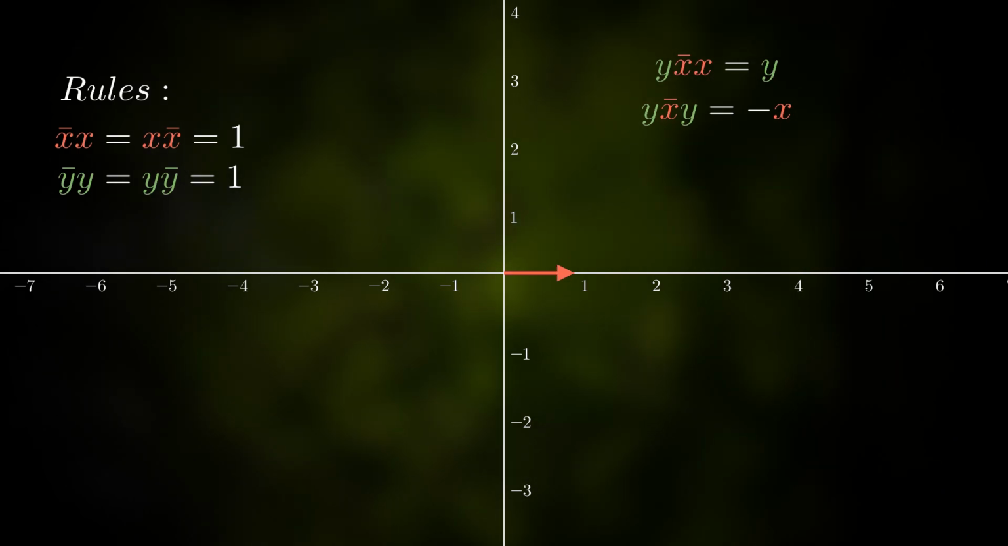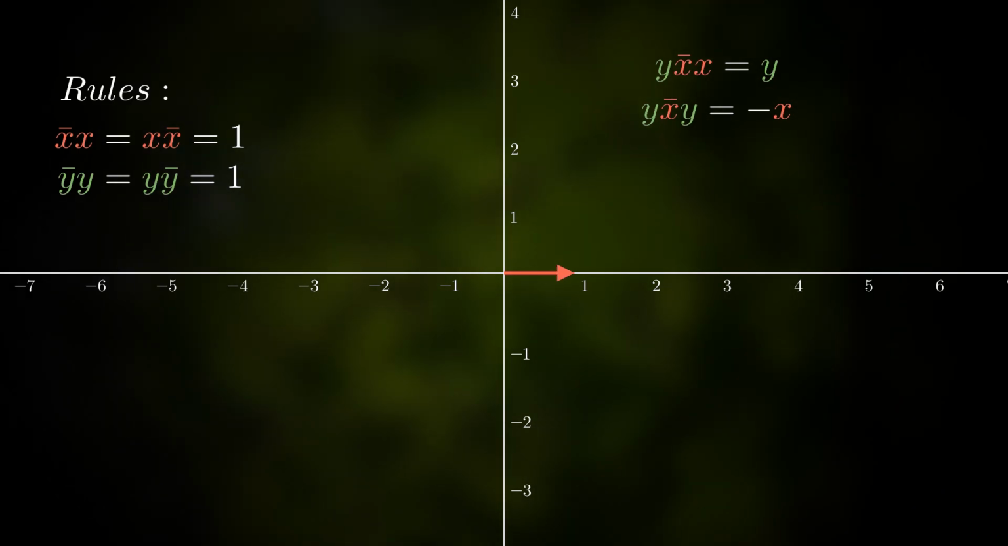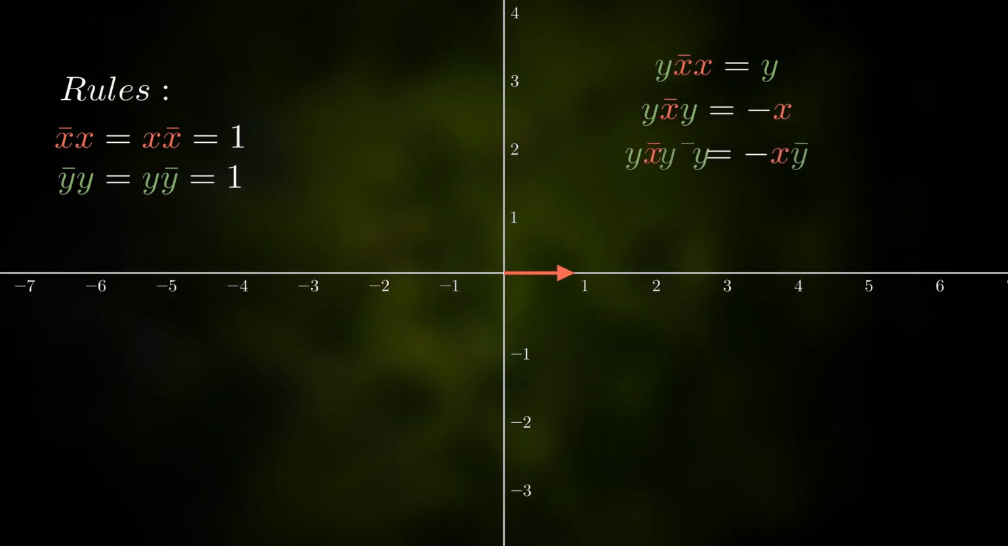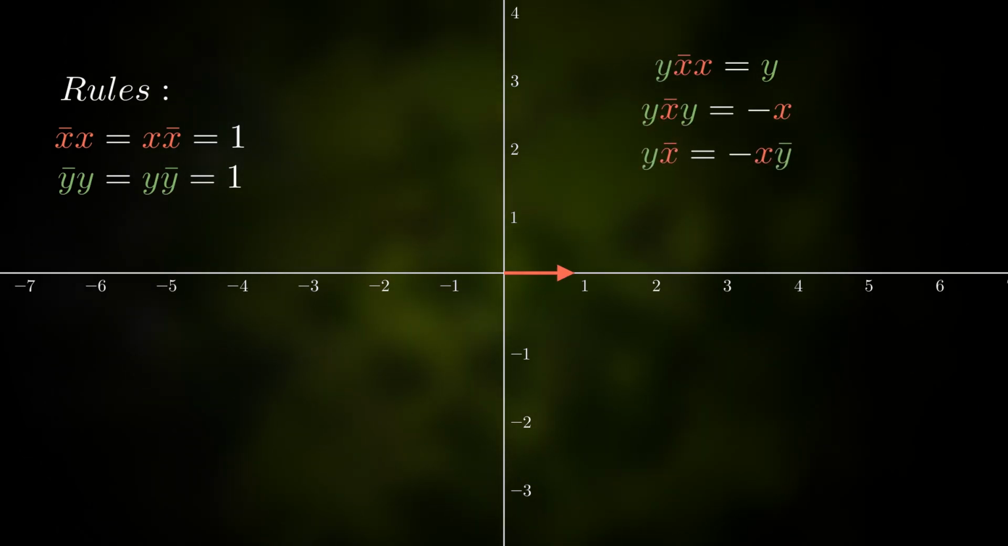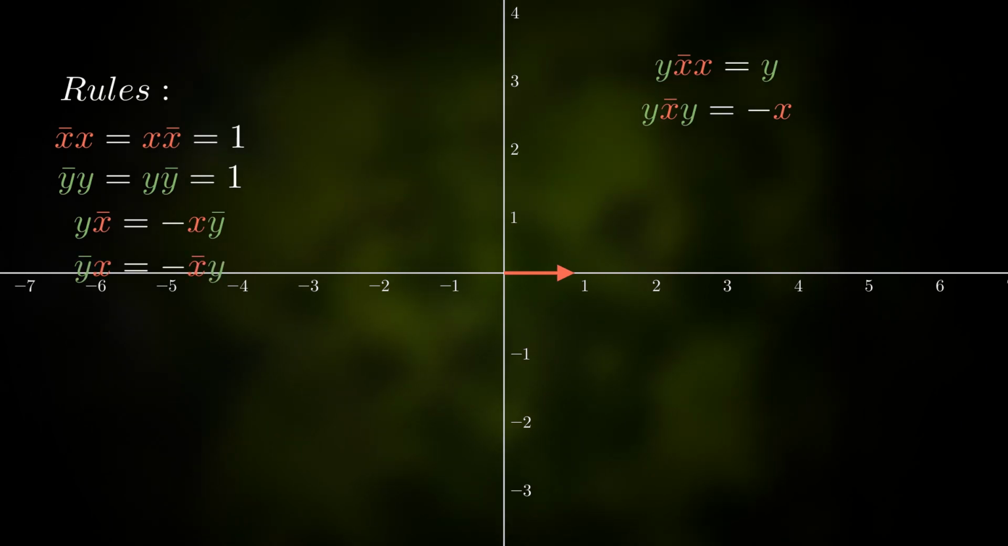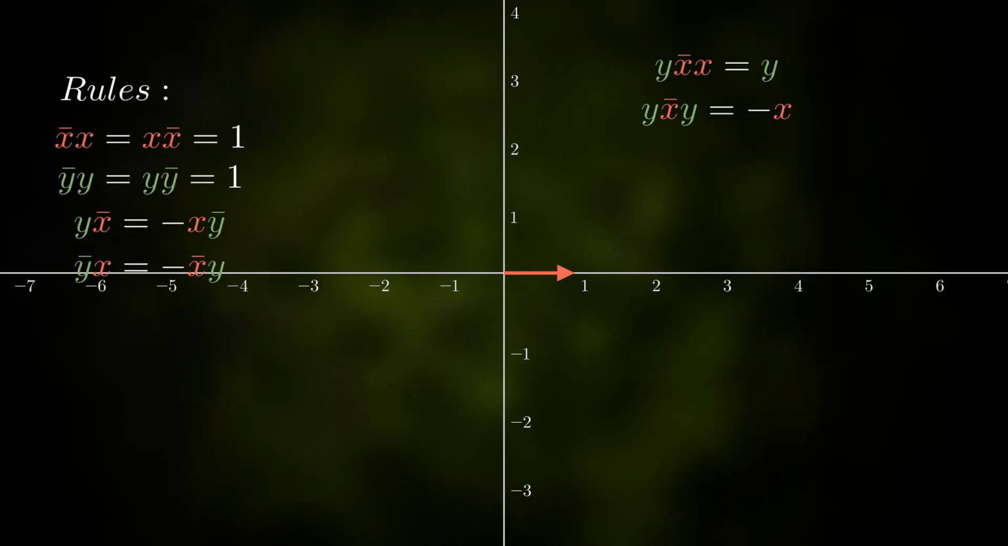Now let's inspect y x bar y further. If we multiply both sides of this equation by y bar from the right, we get y x bar equals minus x y bar. That's a new rule. Swapping the order of terms while keeping the bar at the same place negates the term. As you can see, that's almost what commutative means, but we just have a minus sign. This kind of relation is called anti-commutativity. The name doesn't matter too much, but knowing the names of these things makes you sound cooler.